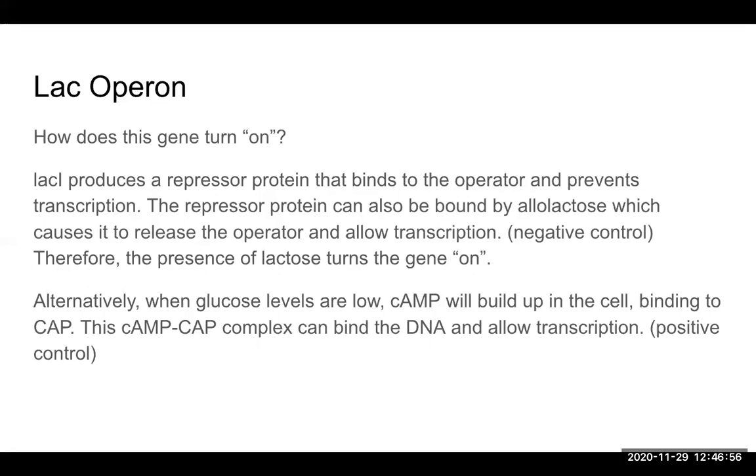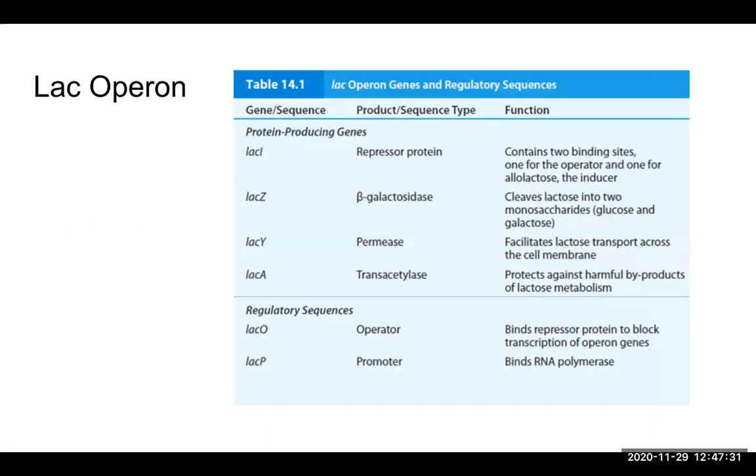And the lac operon also has positive control, which increases the levels of gene transcription. Essentially, the body prefers glucose as a fuel source, but sometimes when there's not enough glucose, we need to be able to use the lactose. So when glucose levels are low, cyclic AMP is going to build up in the cell. The cyclic AMP is going to bind to CAP, creating a cyclic AMP-CAP complex. This binds to our DNA and allows transcription. Next slide, please.